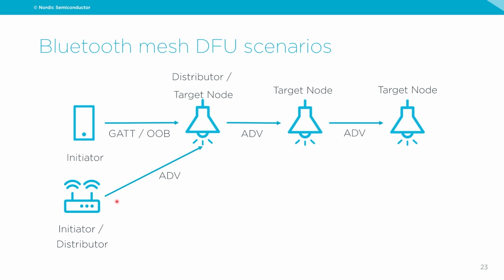These two roles can also be combined. For example, if you have a gateway device, it can be both. It can be the initiator in the sense that it can retrieve the firmware, for example, from the internet, and it can also do the distribution role and send it over the advertisement bearer to all the target nodes that need to be updated.